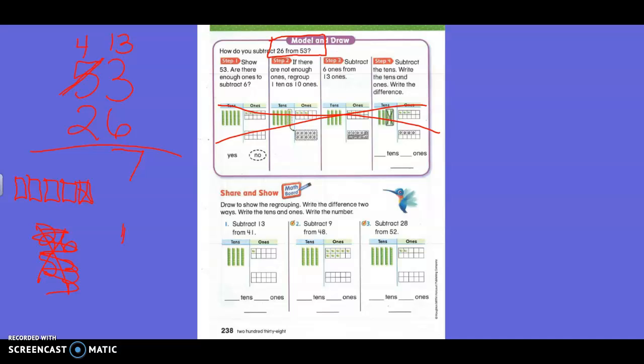Going down. 4 minus 2. Because we crossed out the 5, right? It's no longer 5, it's 4 now. 4 minus 2 is what, Landon? 2. So what's our answer, guys? 27. Yeah, just right here in the middle, 27. Let's do 2 tens and 7 ones is 27. Okay?